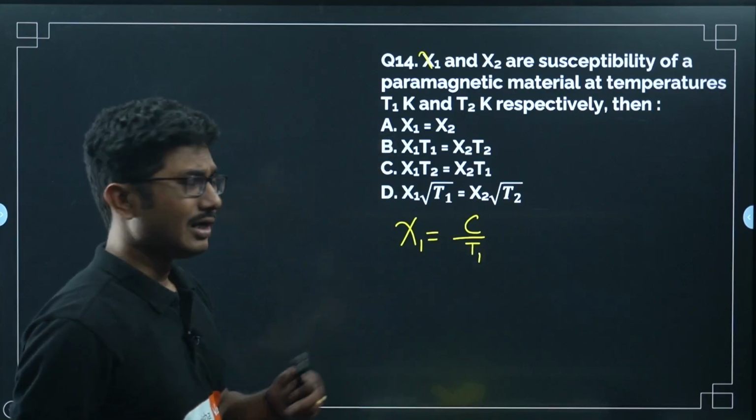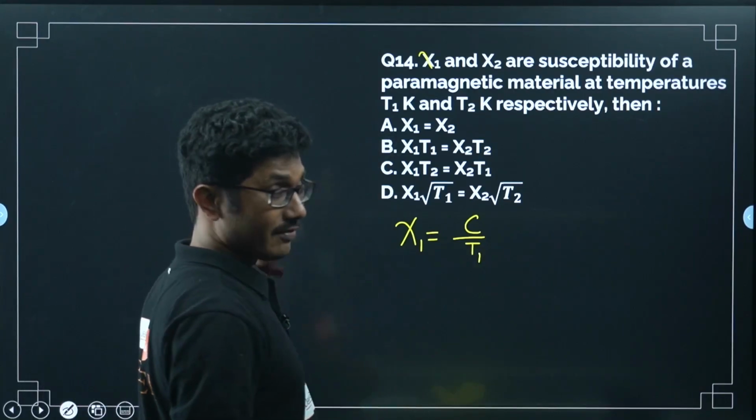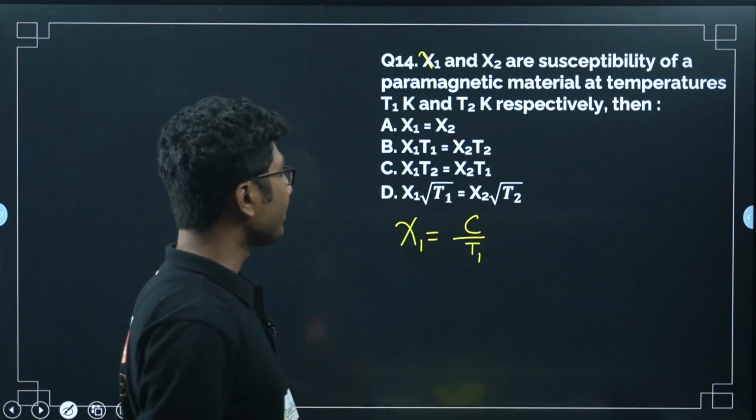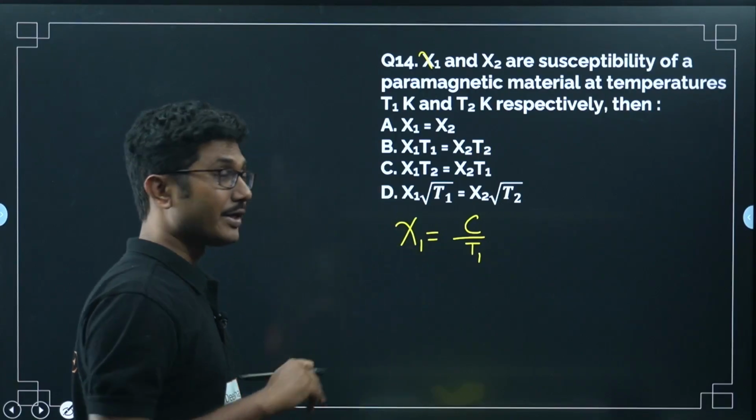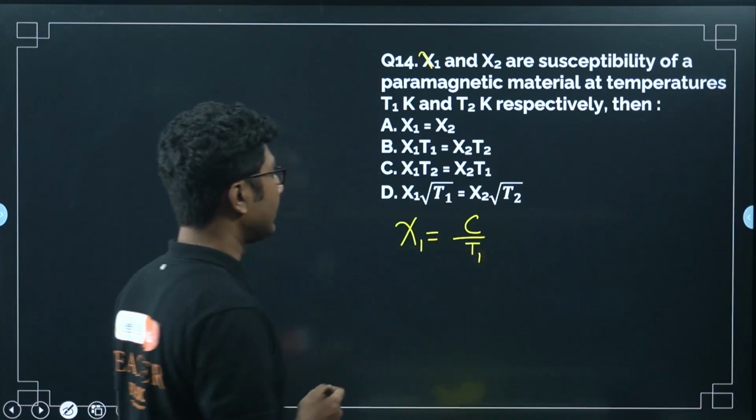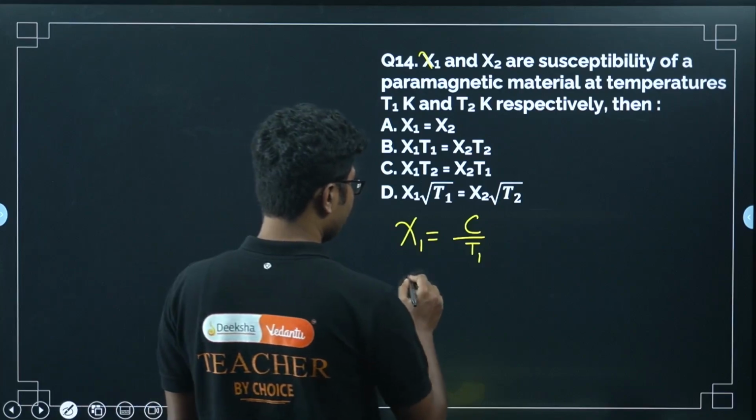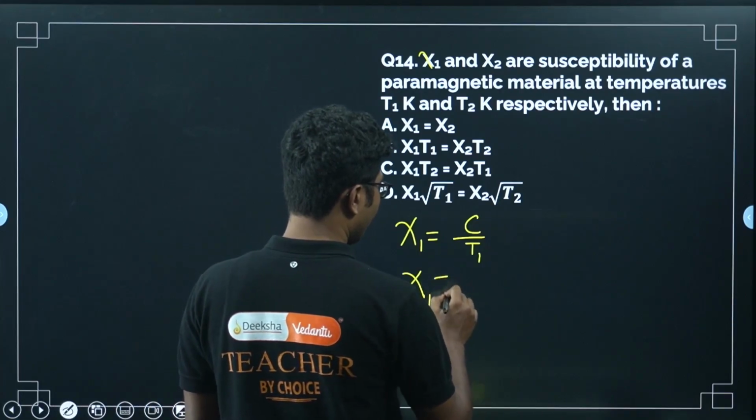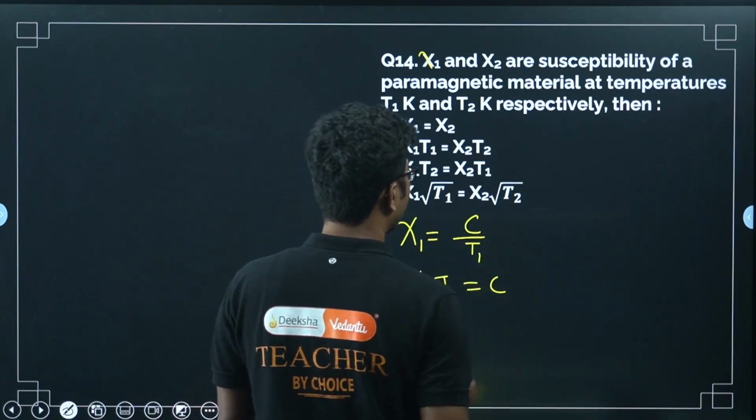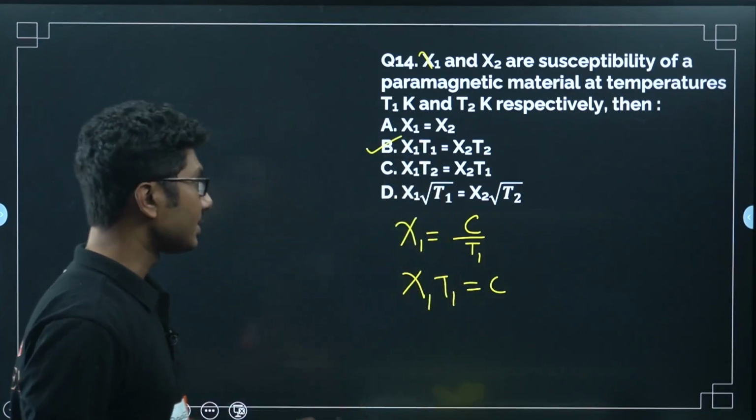Now this is below, because paramagnetic substances are above the Curie temperature. So above the Curie temperature, that formula that we have learned in the first question does not hold any longer. The only thing is it changes inversely proportional to the temperature. So chi1 T1 is constant, and we can write chi1 T1 is equal to chi2 T2. So this is the correct option.